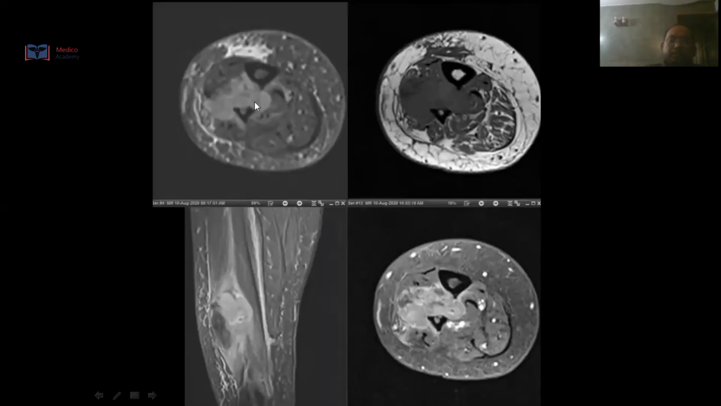This is an example of a soft tissue sarcoma in the leg. This is the tibia, this is the fibula, and there should be the interosseous membrane over here. There is intercompartmental extension of the lesion through the interosseous membrane. This was malignant, and there is heterogeneous post-contrast enhancement.